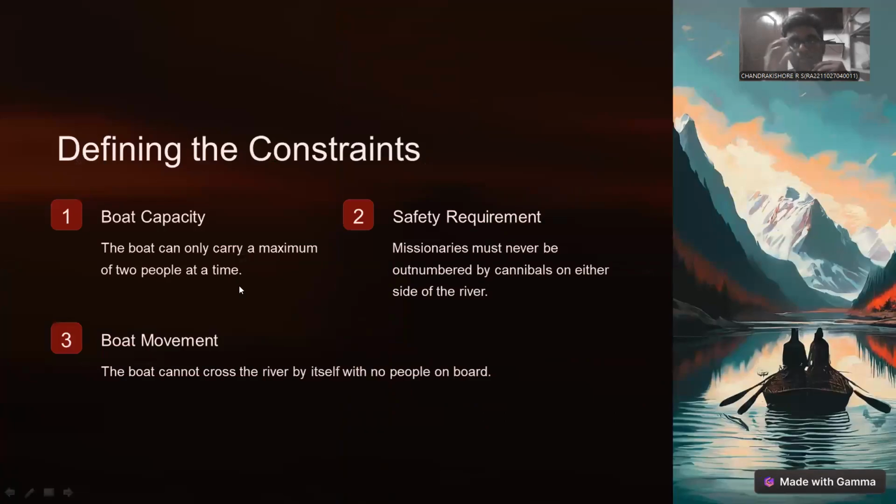Defining the constraints. Capacity of the boat: it must carry a maximum of two people, one or two members. The boat can carry only a maximum of two people at a time. Safety requirement: missionaries must never be outnumbered by cannibals on either side of the river. Boat movement: the boat cannot cross the river by itself with no people on board. So it cannot cross the river without people on the boat.